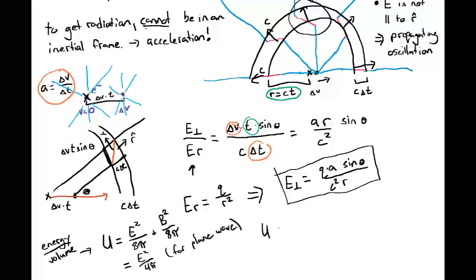So U is equal to E perpendicular squared over 4 pi. And so the total energy, E, is equal to the volume times that energy density, which is this times the volume of this shell. And for a thin shell, we can call that volume the surface area of the shell, which is 4 pi r squared, times the width of that shell, which was c delta t.